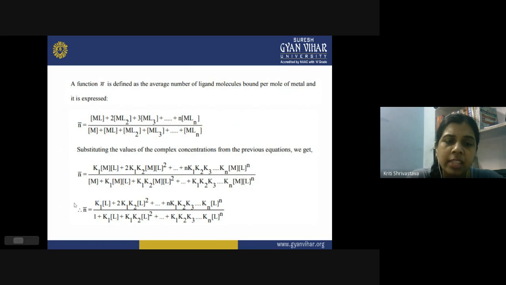So it is not exactly the n value for a particular complex species. Rather, it is an average number, which gives you an idea of what could be the maximum possible concentration of ligand per metal atom.